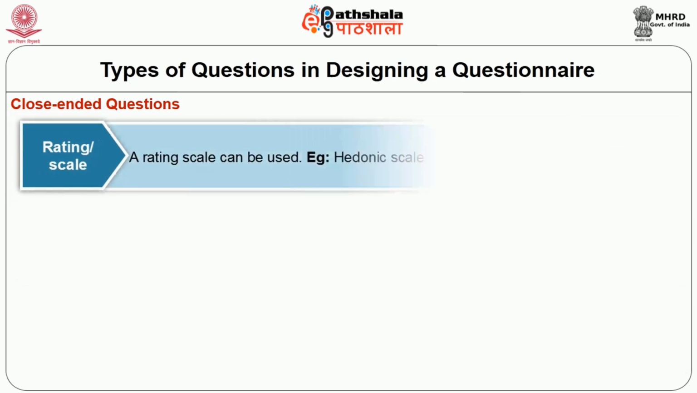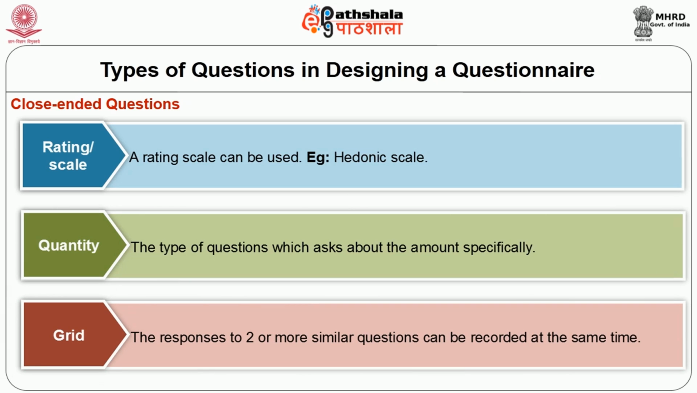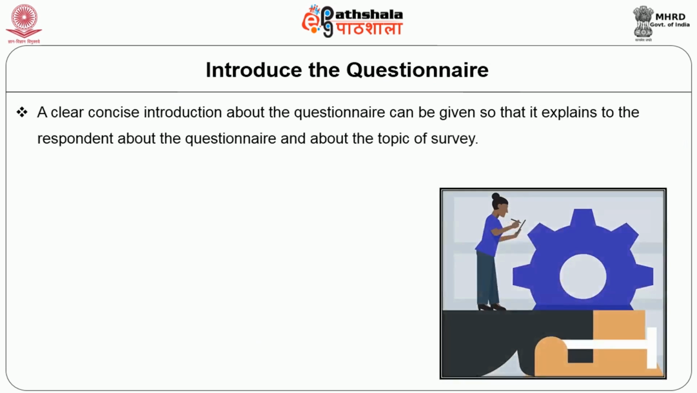The next one is asking the respondent to rate it on a rating scale. For example, a hedonic scale or a preference scale can be used for this purpose. The next one is to quantify. The type of questions which you ask about the amount should be specifically given. And the final one is by using a grid, the responses to 2 or more similar questions can be recorded at the same time.